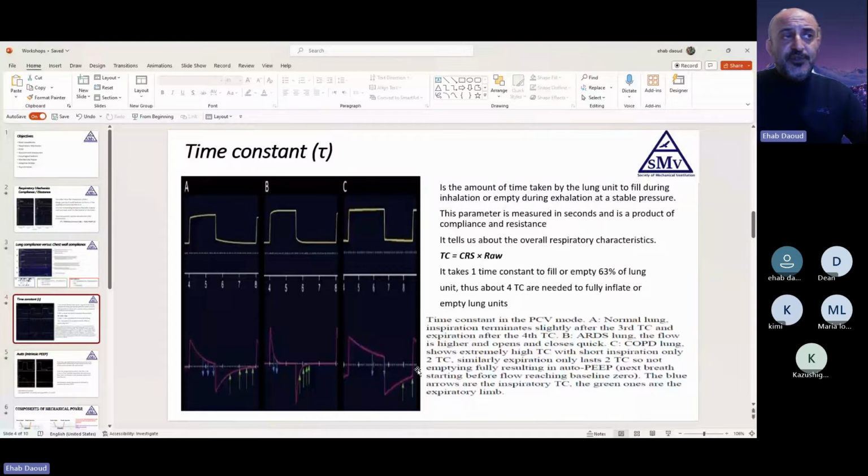So sometimes it's very important and nice, because as soon as you look at the ventilator and you look at the waveforms, it gives you an idea: are you dealing with almost a normal lung or a restrictive pattern or an obstructive pattern?